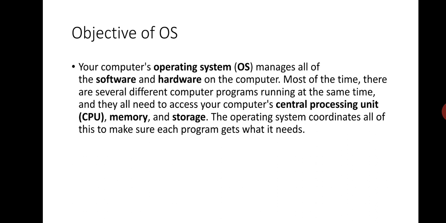Now, what is the main objective of operating system? It manages all software and hardware on the computer that we have seen. Most of the time different computer programs run at the same time, and they all need to access your computer's CPU, memory and storage as well. So the operating system coordinates all of this with CPU, memory and storage and the programs which are asking for it. It makes sure each program gets what it needs. So simply here operating system will behave as the manager of the computer system.